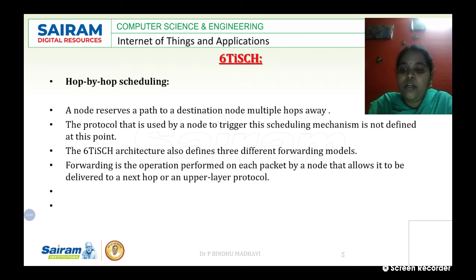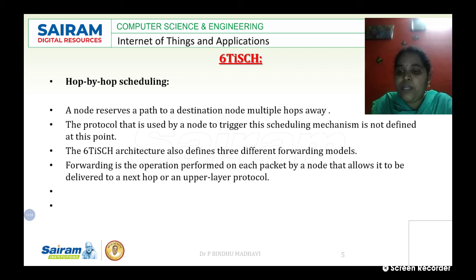The protocol that we are going to use will trigger the scheduling mechanism node by node; it is not completely defined at one particular point of context. So node by node, the scheduling mechanism has to be enabled. There are different types of scheduling management functions that will be handled by the 6TiSCH architecture, and they can be defined in three different forwarding modes.